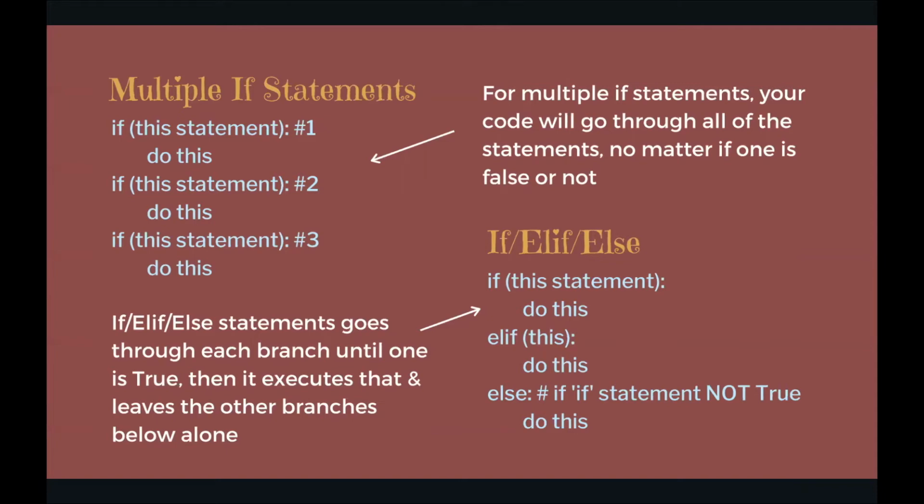So let's say, for example, that the first if statement is false. If that's false, then we still have to go down to the elif. If the elif is true, then we execute what's in the elif branch, but not in the else. We just leave the else alone. But if the if and elif are both false, then it will print the else statement, and that's it.